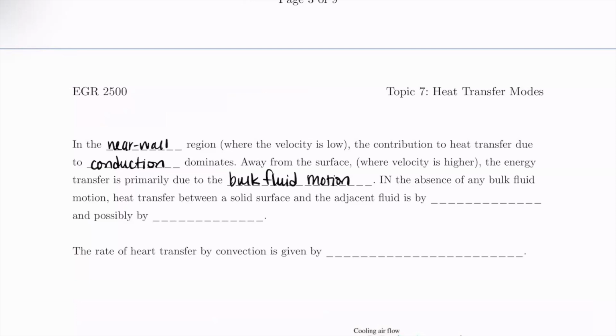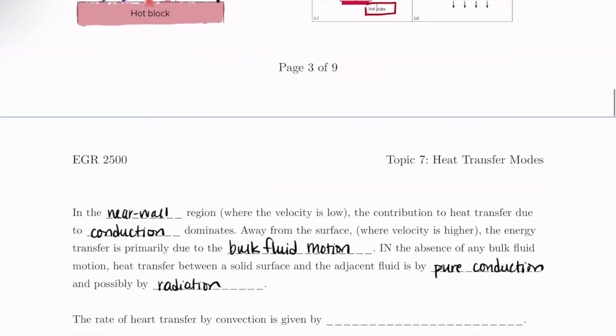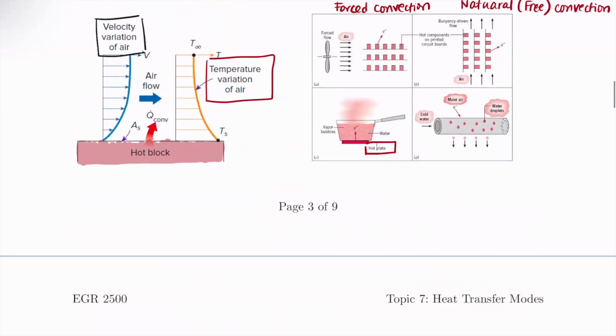In the absence of any bulk fluid motion, heat transfer between a solid surface and the adjacent fluid is by pure conduction, and possibly by radiation. So if I go back to this picture, in the near wall region, where velocity is low, heat transfer is due to conduction. So in this area, we're looking at mostly a conduction contribution.